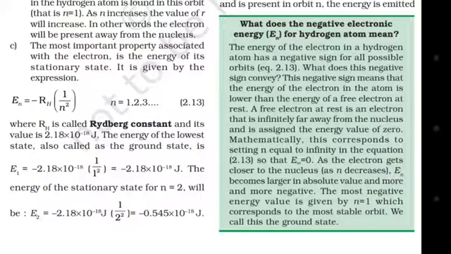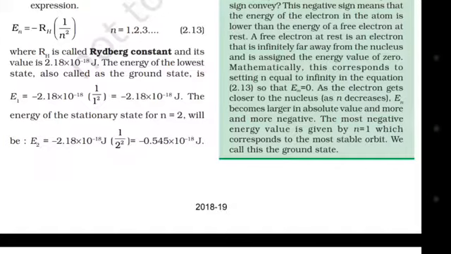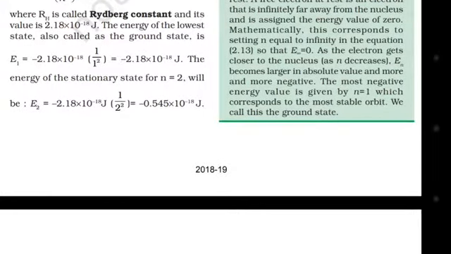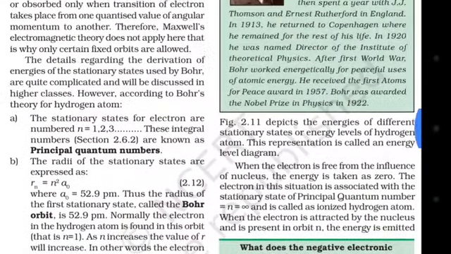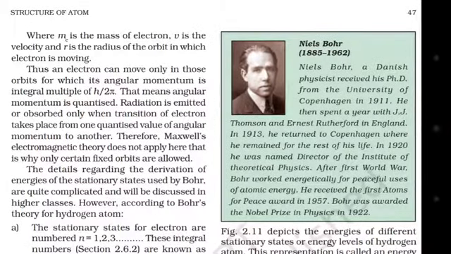The energy of the stationary state for n = 2 will be E2 = −2.18 × 10⁻¹⁸ joule × (1/2²) = −0.545 × 10⁻¹⁸ joule. Okay, now let us know something about Niels Bohr.